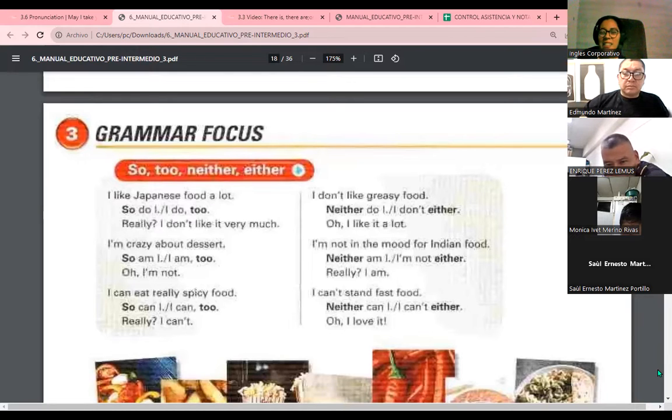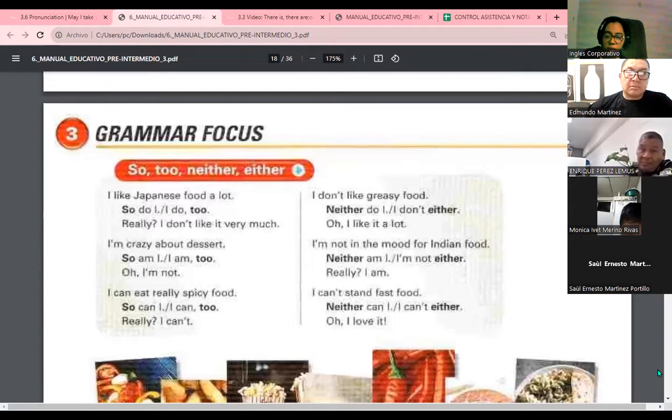¿Qué significa esta sentence? I'm not in the mood for Indian food. ¿Quién me dice? Me lo dijeron la clase anterior. I am not, no estoy de apetito para comida india. No me atrae, ¿verdad? Es algo como, no es mi tipo, dándole contexto. Es como que esa comida no es mi tipo, no va con usted ese tipo de comida, ¿ok?